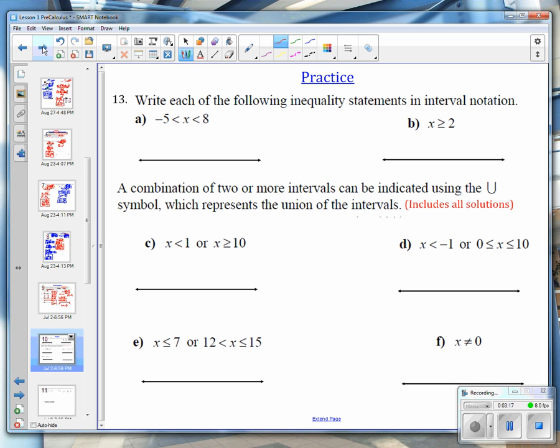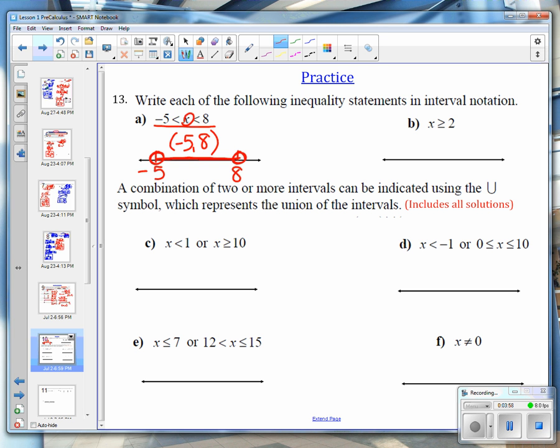Number 13, it says write each of the following inequality statements in interval notation. So if I take a look at what this statement means, -5 up to 8, and x is in between those. So that means my solution is in between -5 and 8. And what you have to do is look at those inequalities. Now they are less than inequality signs. And that means that they're not equal to. So that must mean that we have to have our open brackets at each of those points. So therefore we would represent that -5 up to 8.